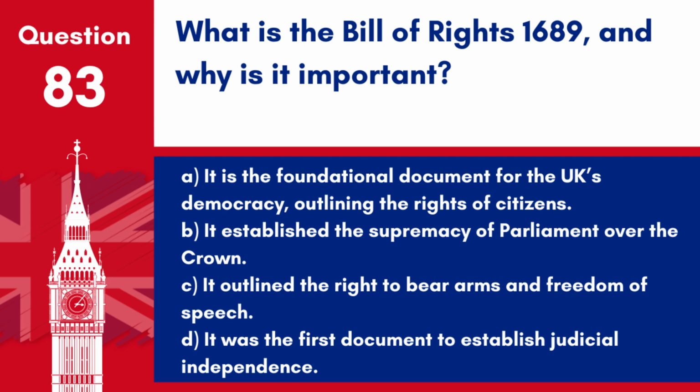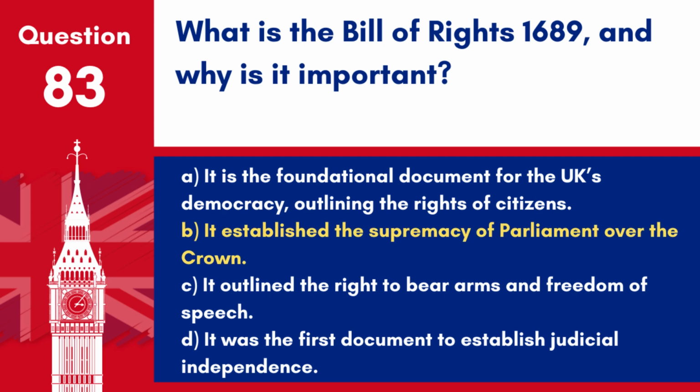Question 83. What is the Bill of Rights 1689, and why is it important? A. It is the foundational document for the UK's democracy, outlining the rights of citizens. B. It established the supremacy of Parliament over the Crown. C. It outlined the right to bear arms and freedom of speech. D. It was the first document to establish judicial independence.